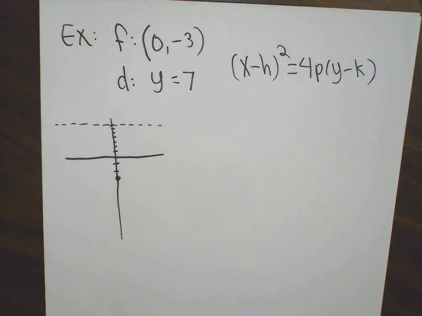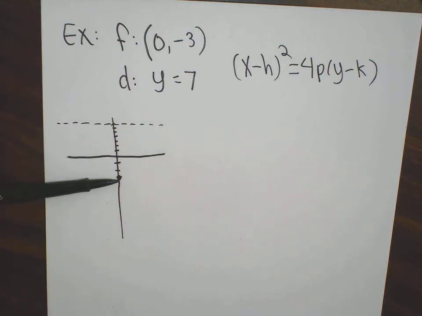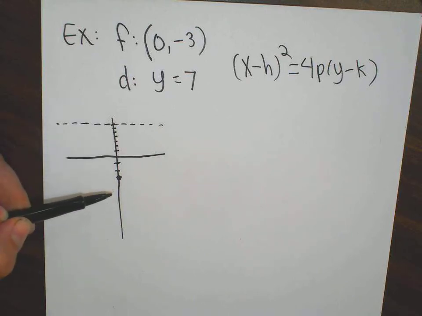Inside the bowl, right? So which direction would my parabola have to face for this directrix to be outside of the bowl and this to be inside the bowl? It'd have to face down. So what do you know your sign is going to have to be for P? It's going to have to be negative. So we know that.